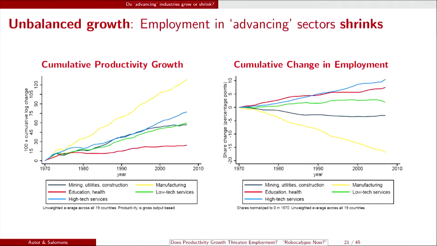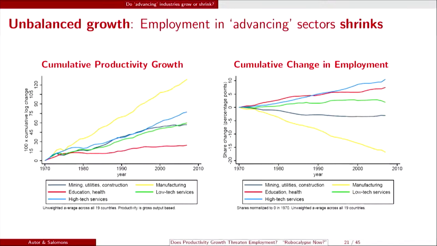We've had enormous productivity growth in manufacturing, in primary sectors like mining, utilities, and construction, much less so in education and health, in low-tech services like restaurants, in high-tech services like finance. And as productivity has accelerated or accumulated in those sectors, employment has fallen. So the share across these 19 countries of manufacturing employment has fallen by 15 percentage points between 1970 and 2000, with growing employment in services, in education, and in health.